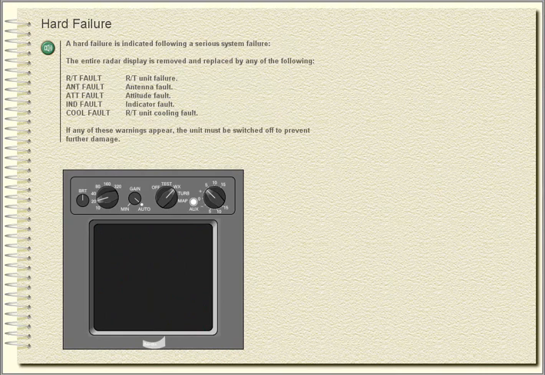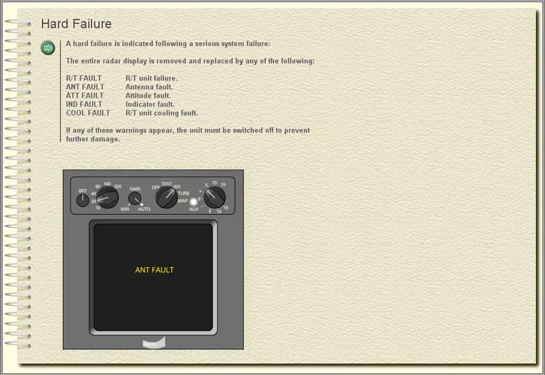Hard failure. A hard failure is indicated following a serious system failure. The entire radar display is removed and replaced by any of the following. RT fault, RT unit failure.